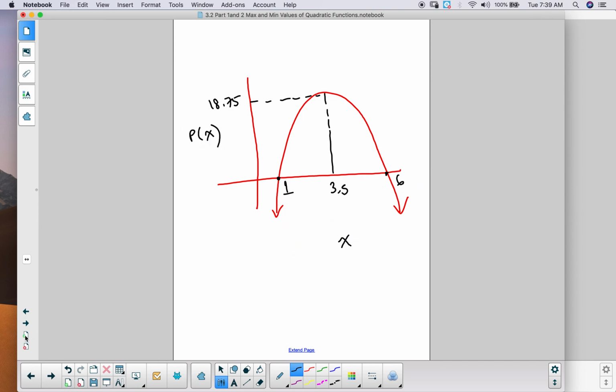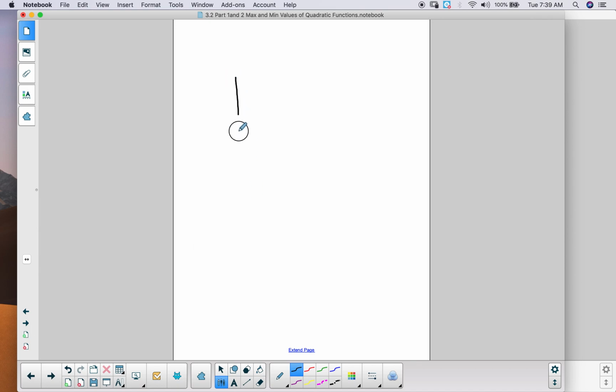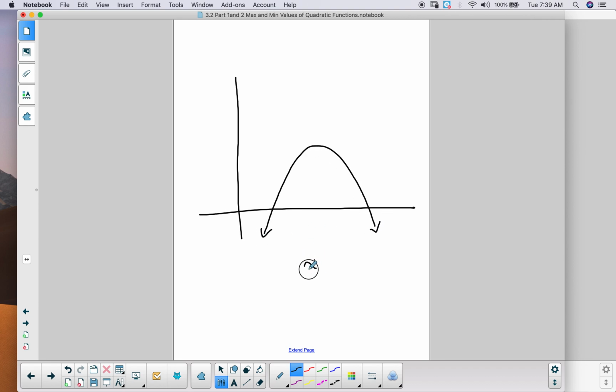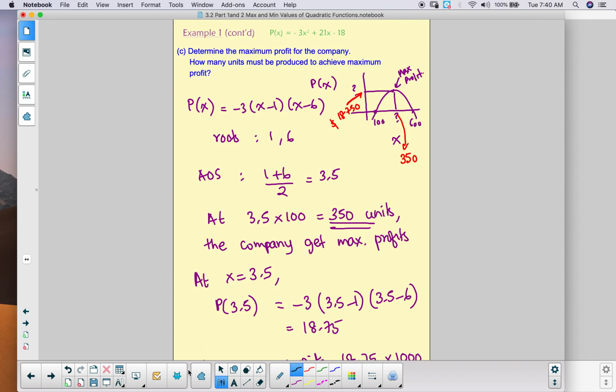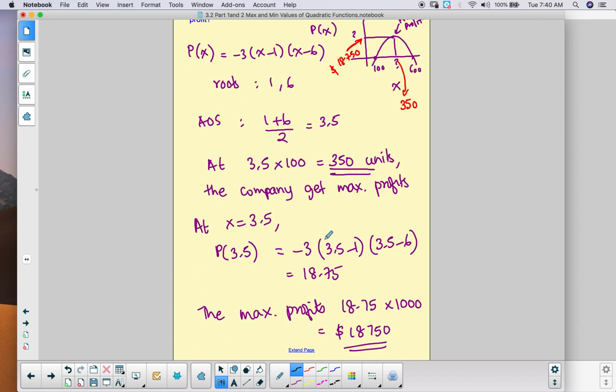Okay, and if you used the scale in hundreds of units, this would be 100, this would be 600, and then our profit would be $18,750, and this would be 350. So the best thing is to keep it like this, and only in your final answer represent it in the units. Multiply that 3.5 by 100 and 18.75 by 1,000.